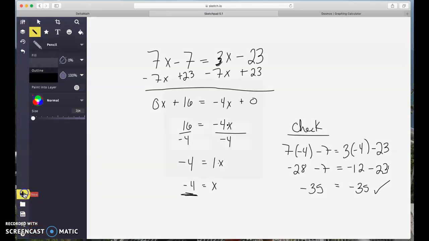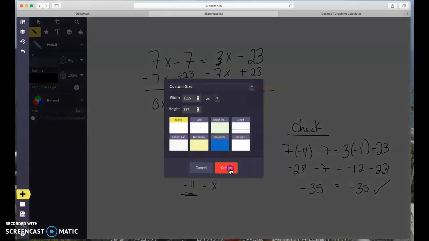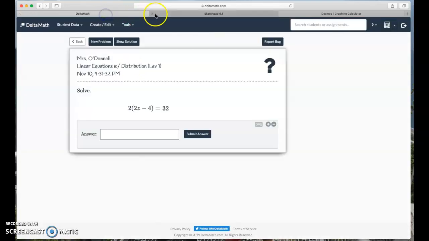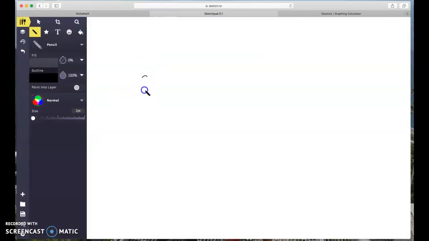I want a fresh piece here. All right, let me see here. 2 times 2z minus 4 equals 32. So if you can strategize a little bit through these problems, it can make them easier to solve.